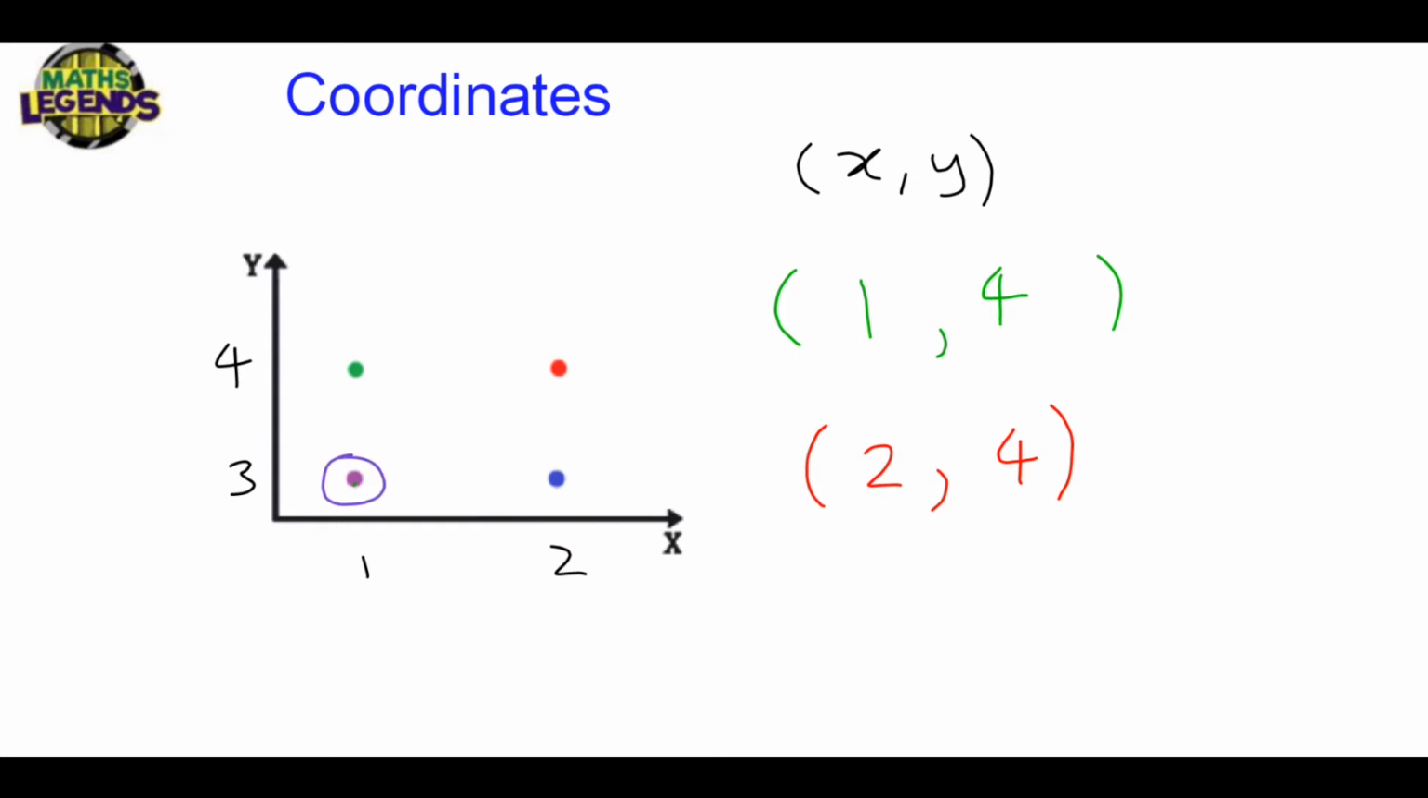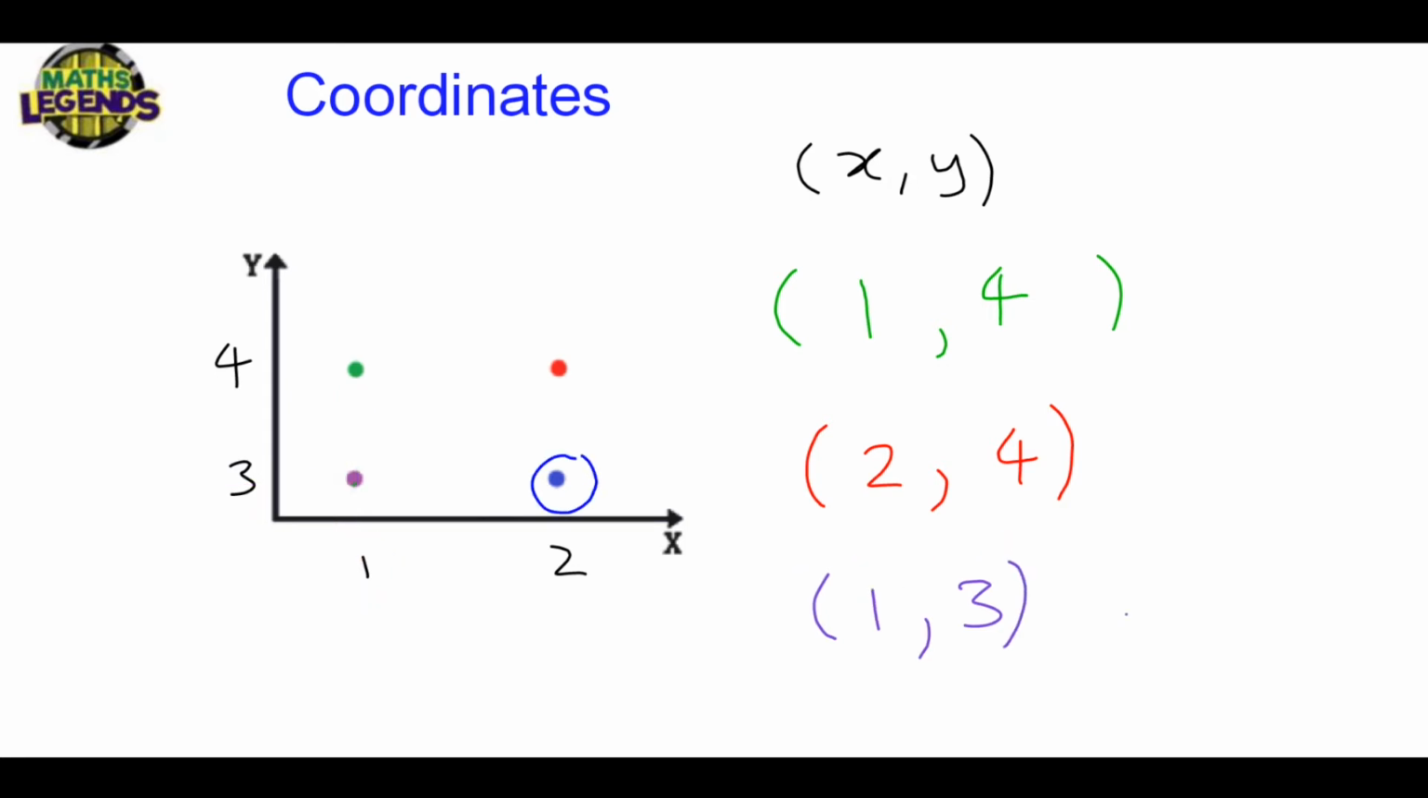Now let's look at the purple dot. So again we will draw a vertical line and it hits the x-axis at 1. So the first value in the coordinate is 1. Then we draw a horizontal line and it hits the y-axis at 3. So the y value is 3. So the coordinate for the purple one is 1, 3.